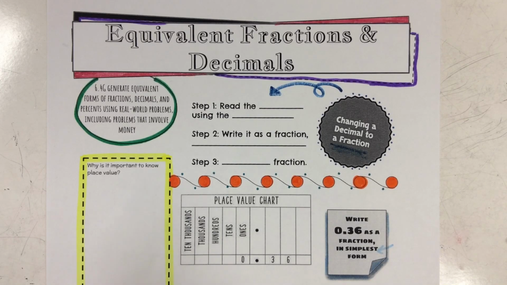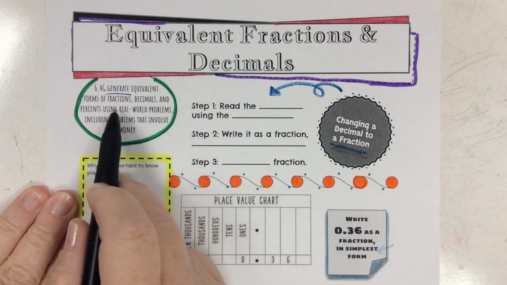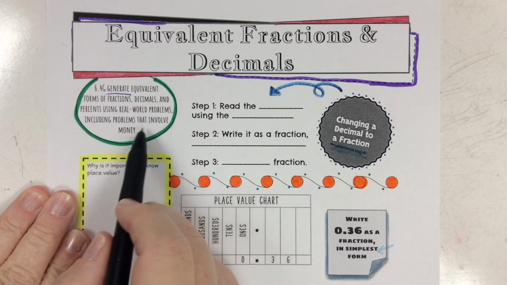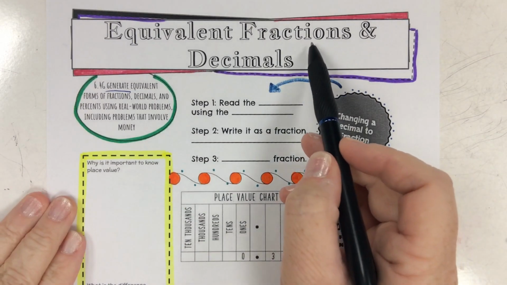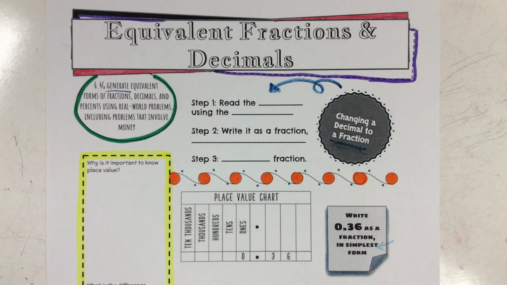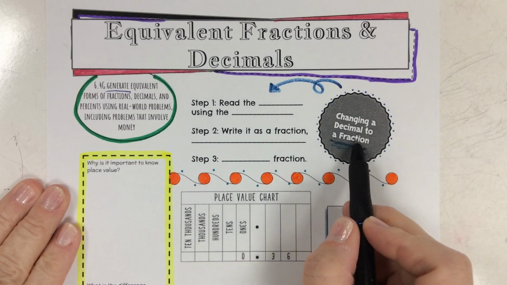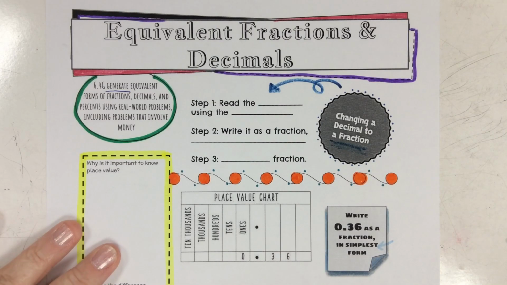And our standard here says generate equivalent forms of fractions, decimals, and percents, including real-world problems, including problems that involve money. But today we're going to focus on the fractions and decimals. And by generate, that means you are creating your own equivalent value, okay? All right, so we're going to start with changing a decimal to a fraction. And you kind of know this a little bit from elementary already, okay?